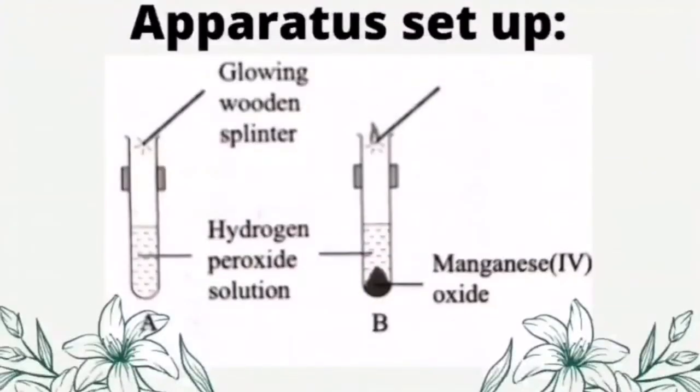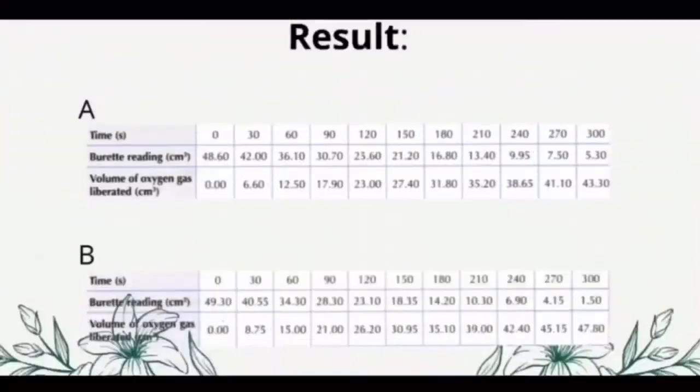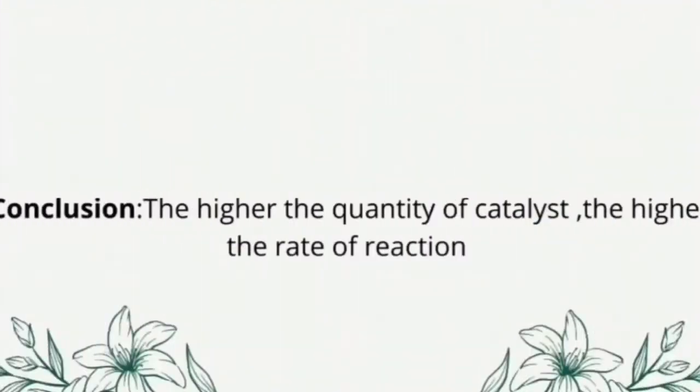The apparatus should be set up like this. The observation of the test tube is listed in the box below. The result of this experiment is listed down below in the box. The conclusion of the experiment is the higher the quantity of catalyst, the higher the rate of reaction.